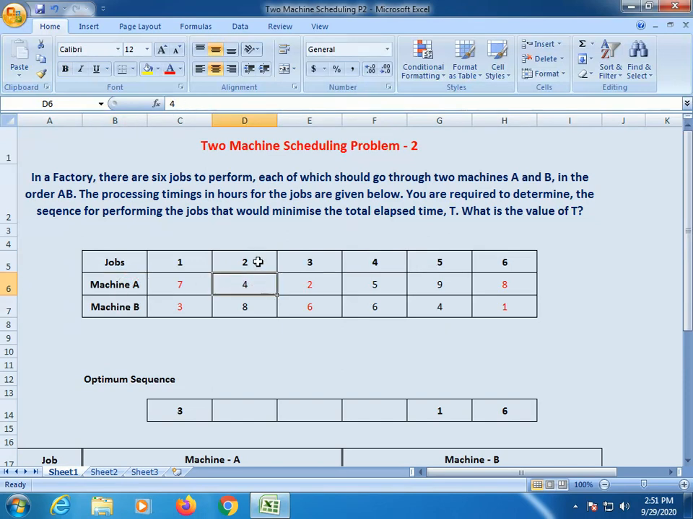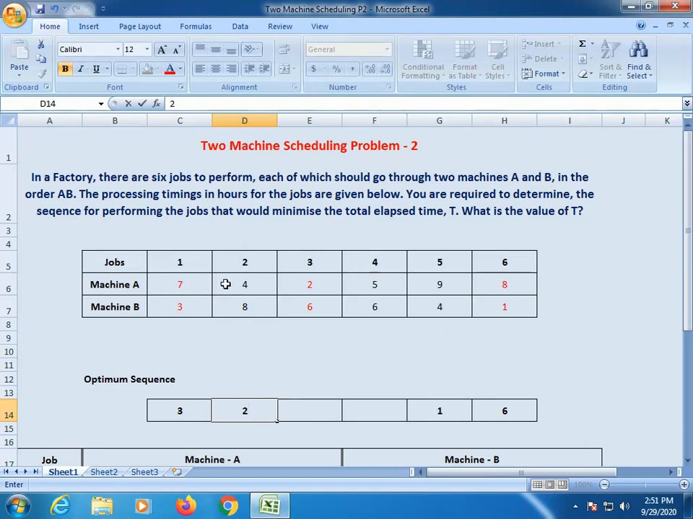So we have to place the job. Where do we have to place the job? On machine A side we have to place the job. So job 2, where do we have to place it? We have to place it here. Why here? Because this 4 is relating to machine A.